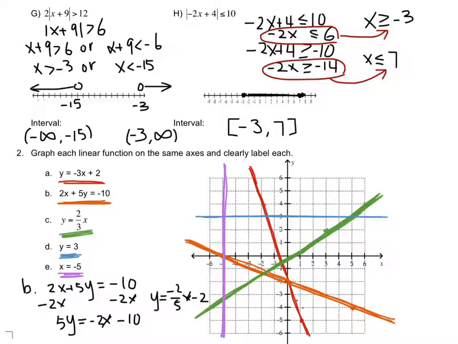These are the linear equations, and we mentioned the horizontal line, vertical line. So your letter D and E, y equals a number is going to represent a horizontal line. X equals a number is going to represent a vertical line.